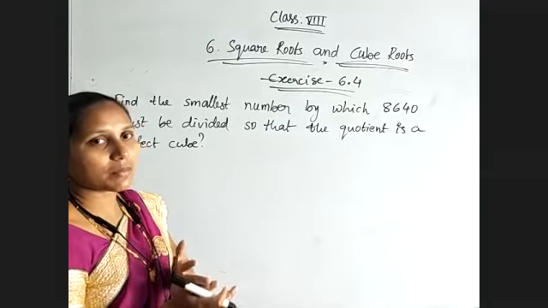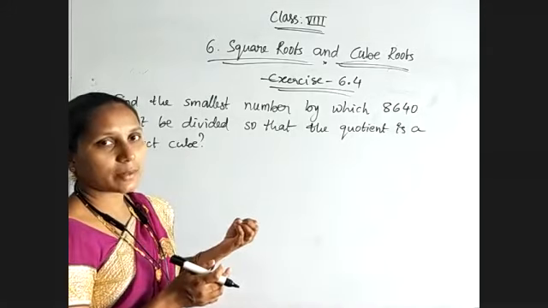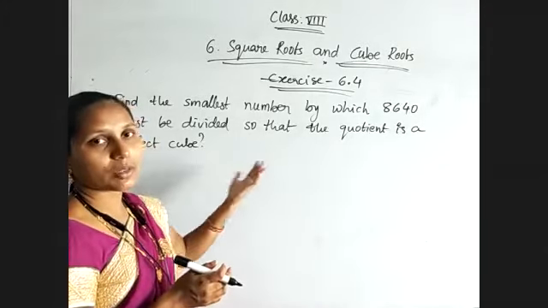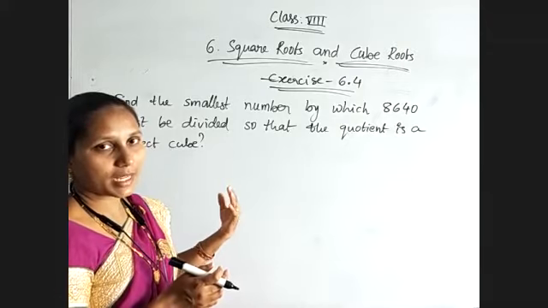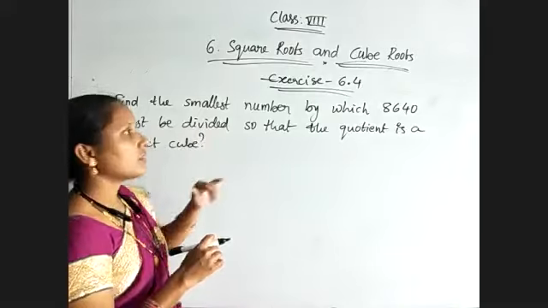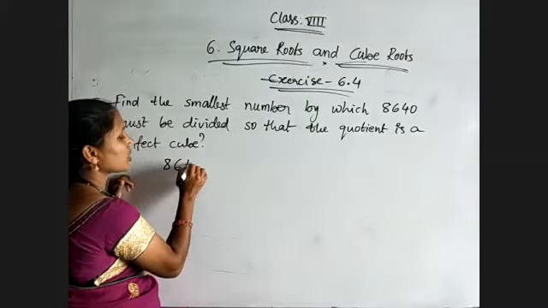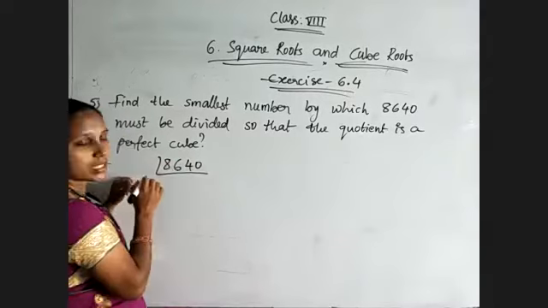And if it is multiplication, we need to add however many factors are missing to make a perfect cube. That much we are adding, we are multiplying. When division is given, we need to remove. Okay. First of all, I observe the prime factors of 8640.